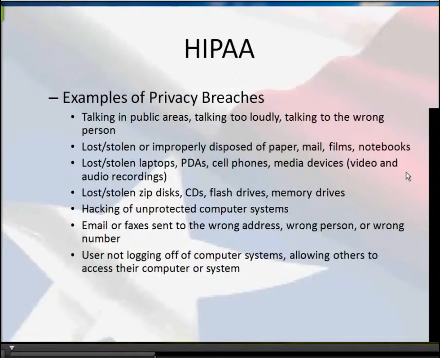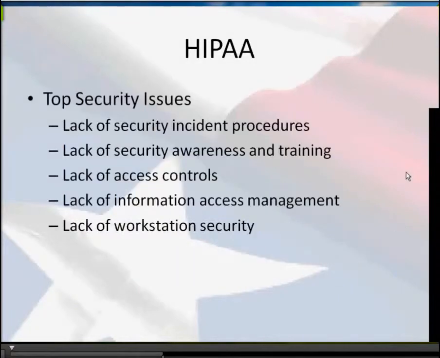Some examples of privacy breaches. Talking in public areas, talking too loudly, talking to the wrong person, lost or stolen or improperly disposed of paper charts, mail, films, notebooks, laptops, PDAs, cell phones, media devices, zip disks, CD drives, flash drives, memory drives, hacking of unprotected computer systems, emails or faxes sent to the wrong address, wrong person, or wrong number, and users not logging off computer systems, allowing others to access their computer or system.